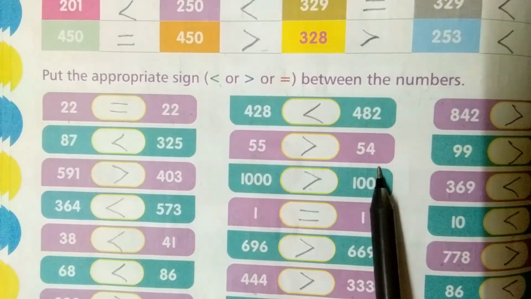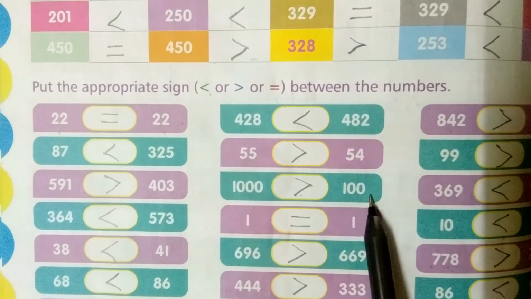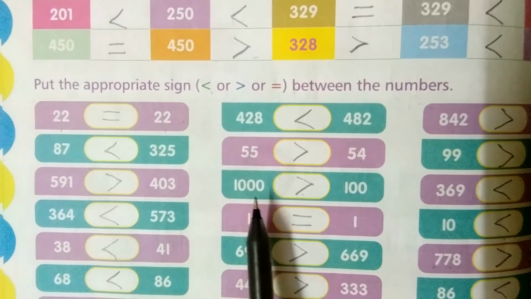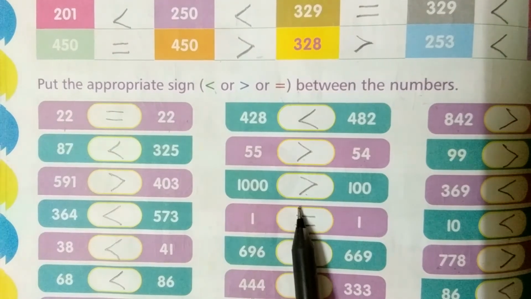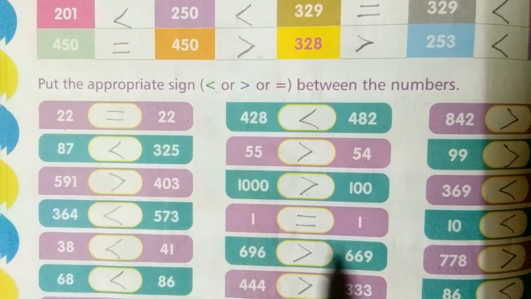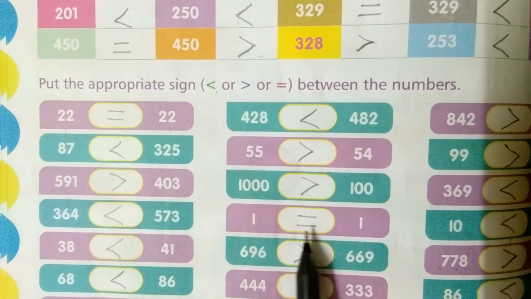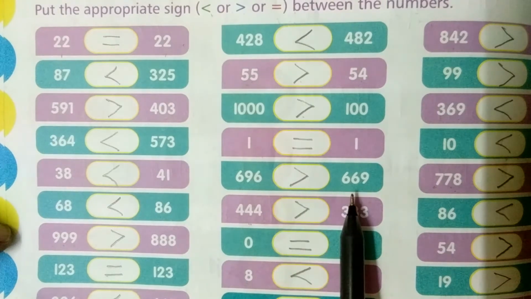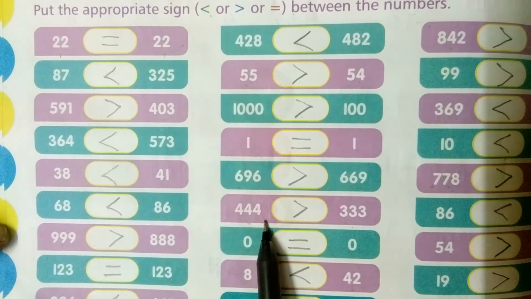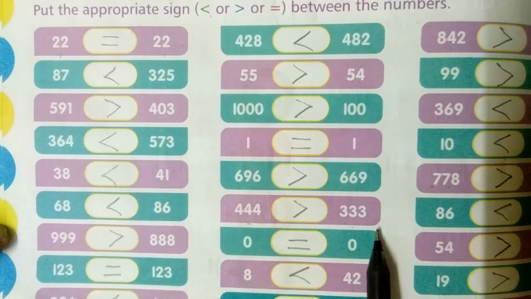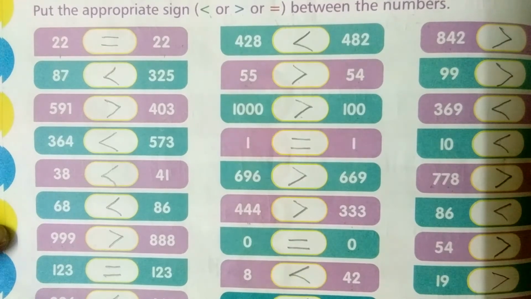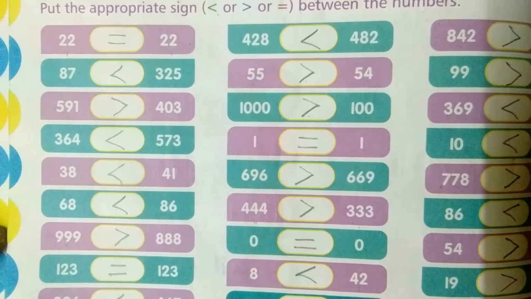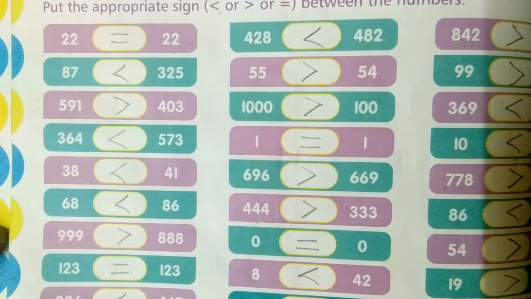55 is greater than 54. Here 1000 and here 100. Which number is more? 1000 is more. Yes or no? So keep the greater than symbol in between. 1 and here also 1. So 1 is equal to 1. 696 is greater than 669. 444 is greater than 333. 0 is equal to 0. 8 is less than 42. 7 is less than 10.